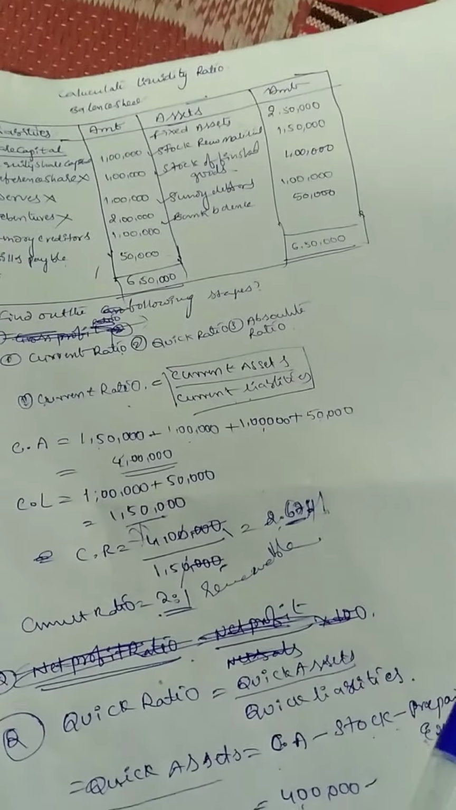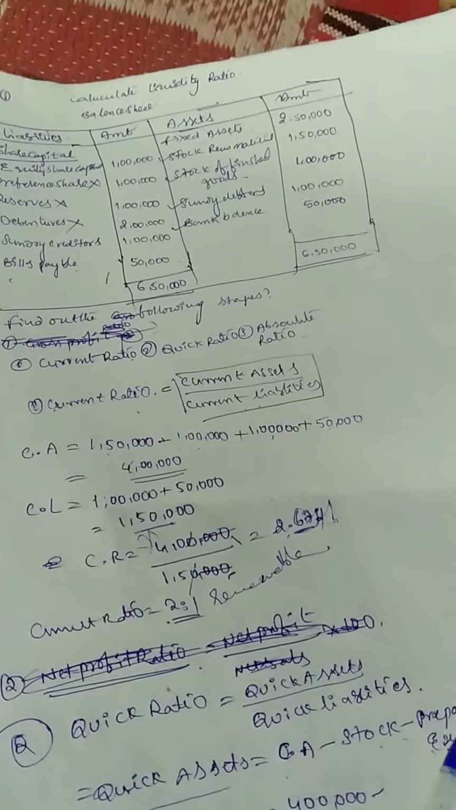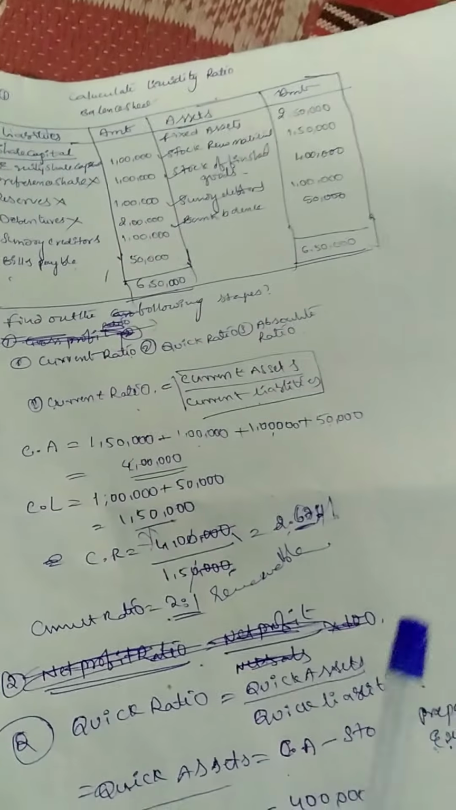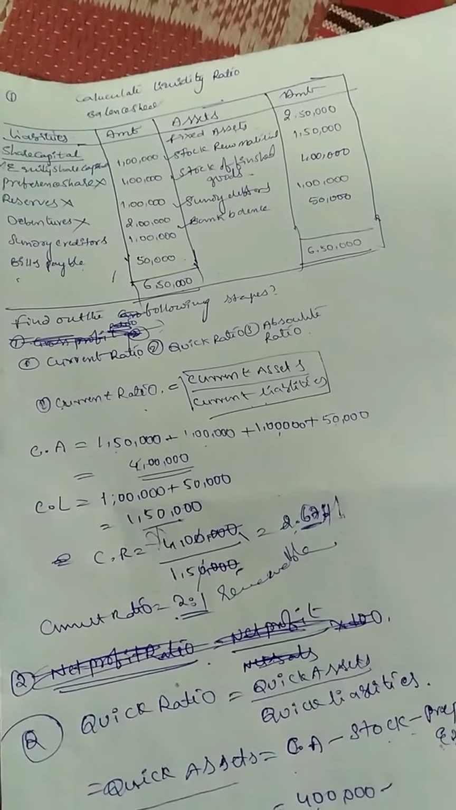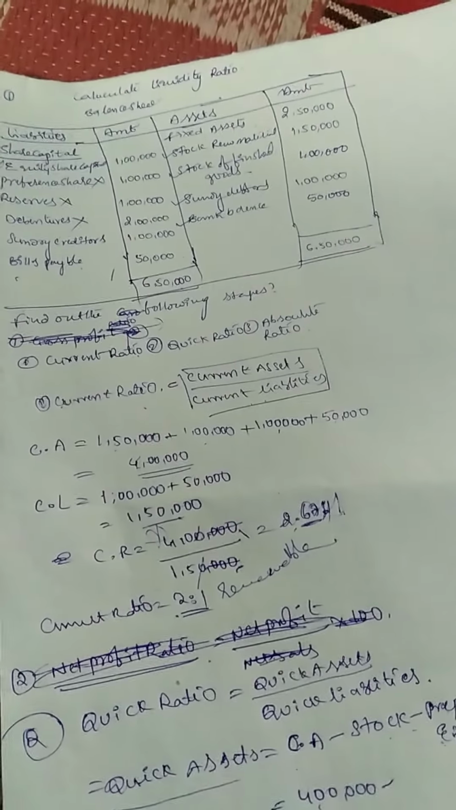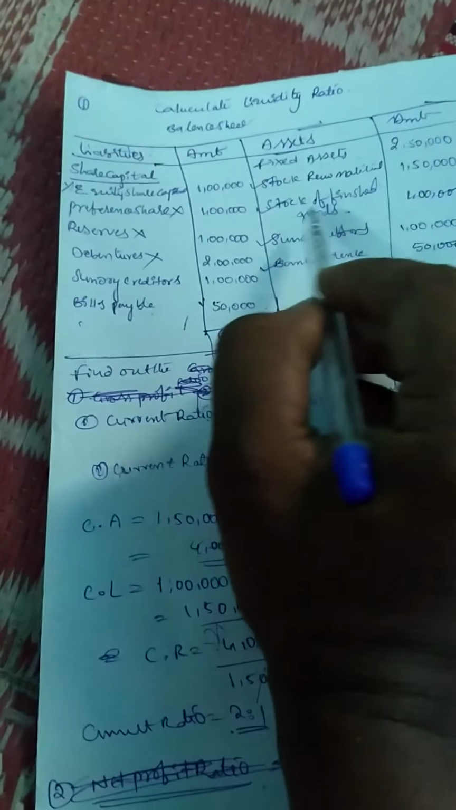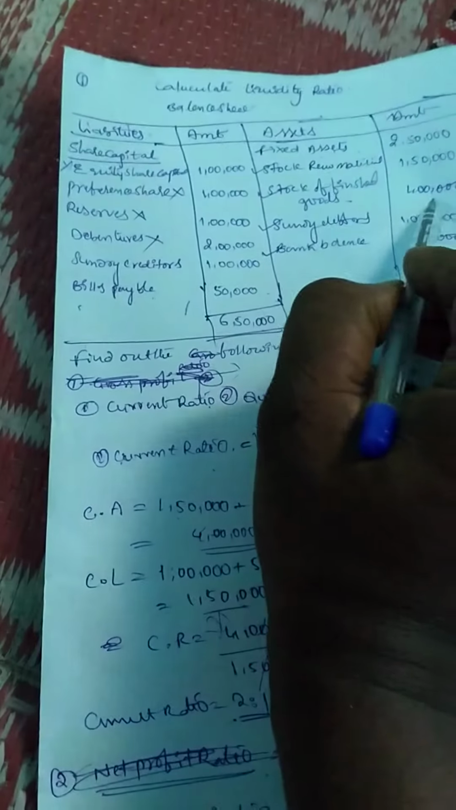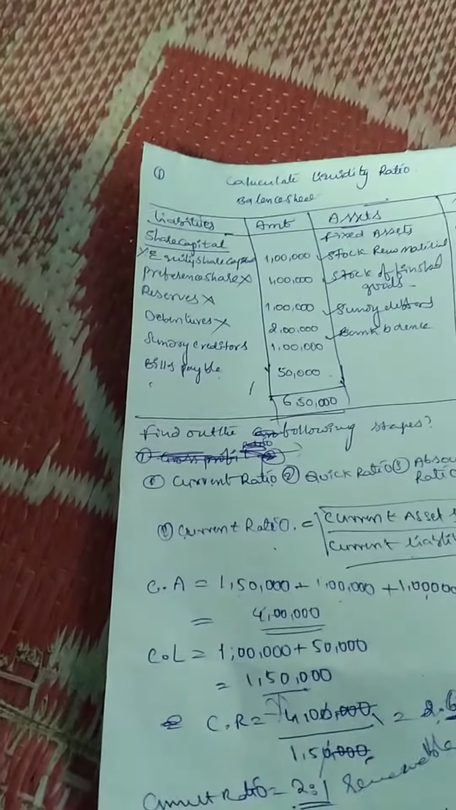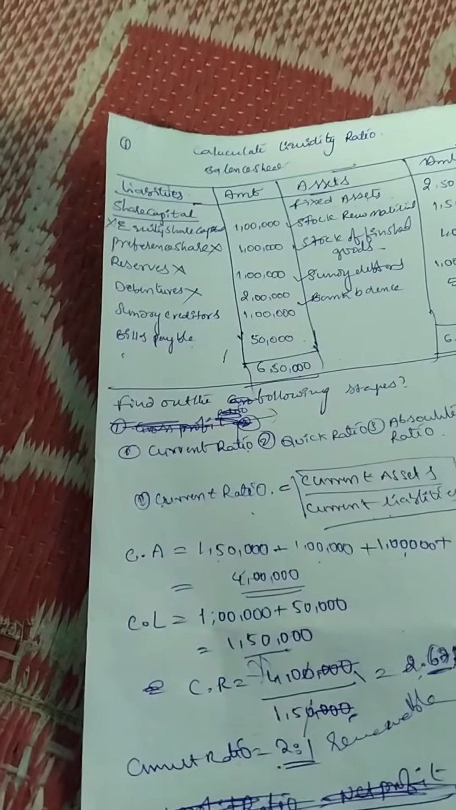What is stock? Stock means only stock of finishing goods and stock of raw material. We have two types of stock here: stock of raw material 1,50,000 and stock of finishing goods 1 lakh. So total 2,50,000 total stock.